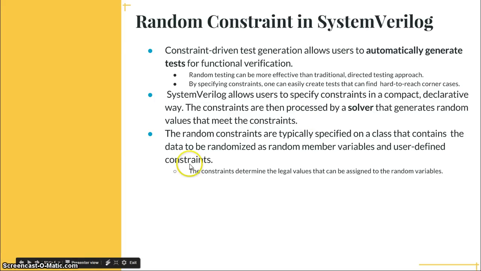There is one point that you should note here: random constraints are typically specified in a class that contains the data to be randomized as a random data member and the user-defined constraints. Or in very simple words, you will never directly use a random variable in a program. The best way to use it is to define a class that contains a data member as a random data member, and use the object of the class whenever you want to randomize that particular variable.